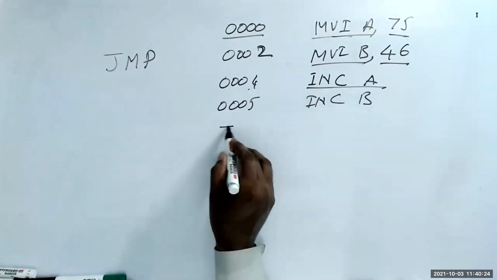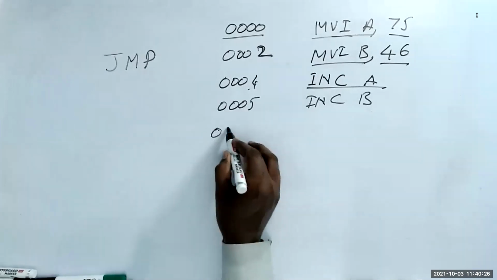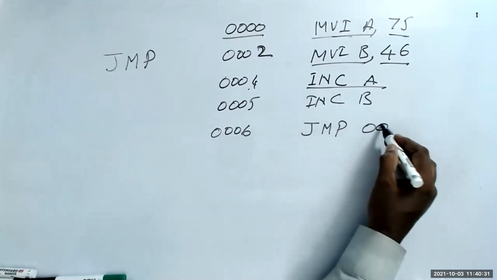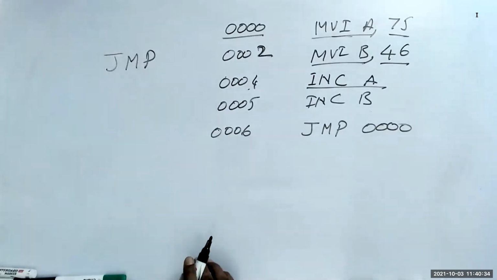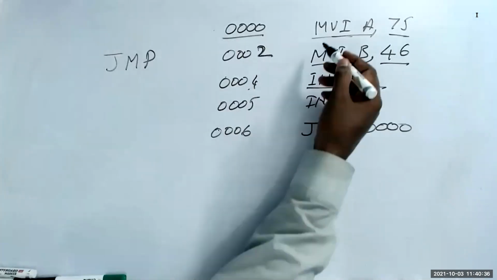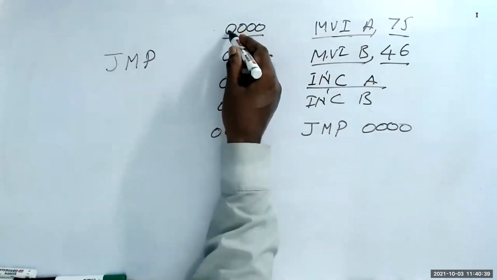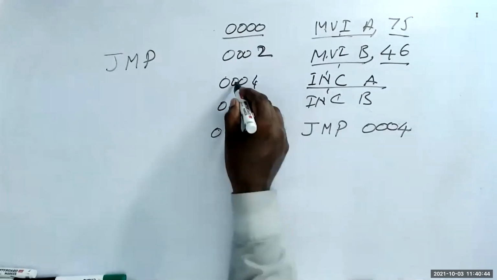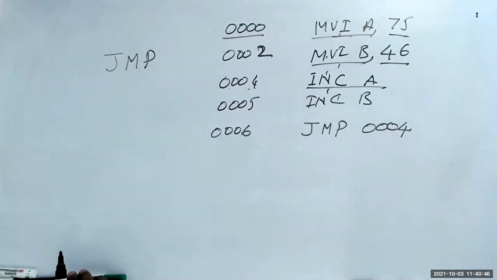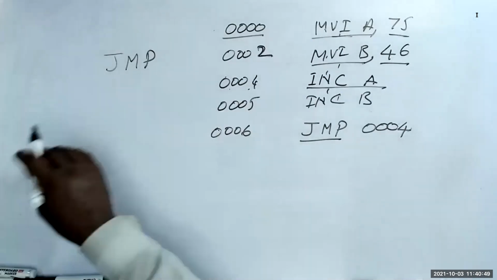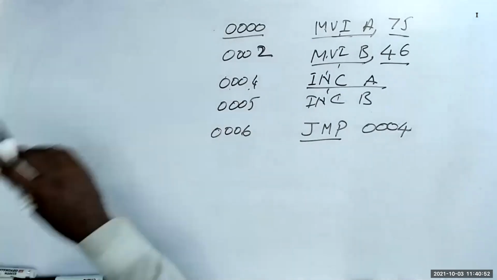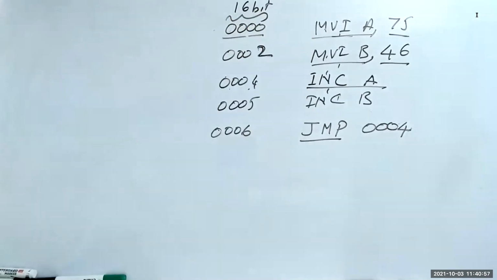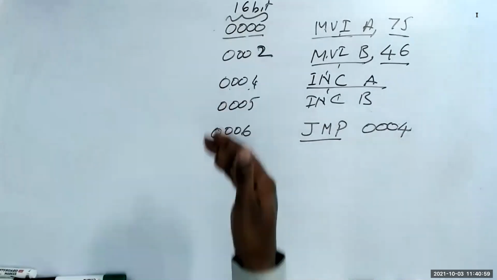I'll say jump to 0, 0. That way I jump here. I'll do this, this, then go here. Do this, go here. I can jump to 4. That means I can go anywhere. The address is 16-bit. My 8085 has a 16-bit address line. So I can jump anywhere in my code from anywhere.